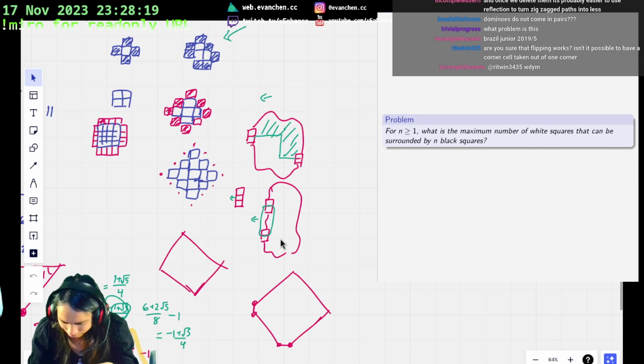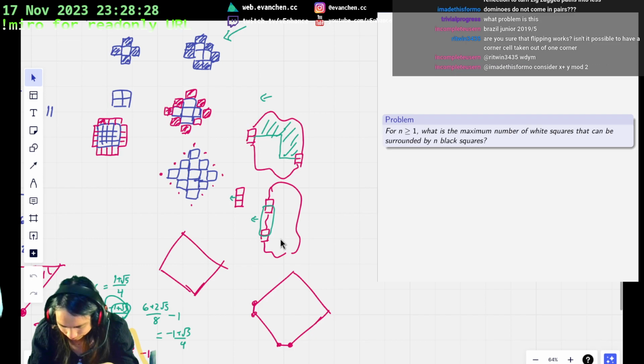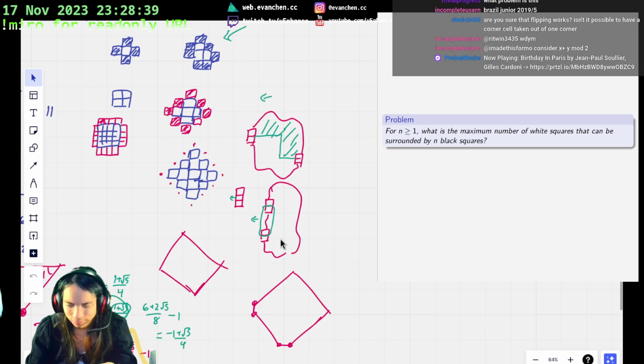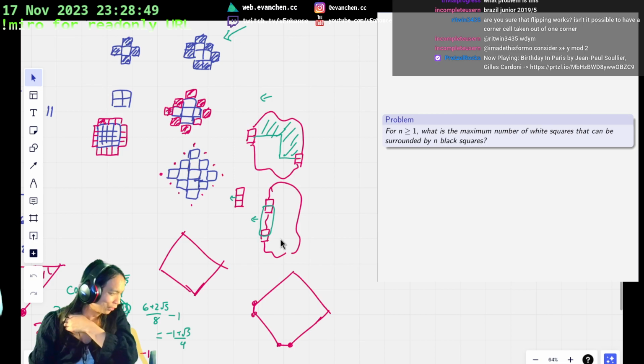Like we got cases mod 4, right? But I think the... Oh, I see. It's like a tilted rectangle that's off by. Oh, okay, fine. Are you sure flipping works? No. This is why I don't want to work out the details.